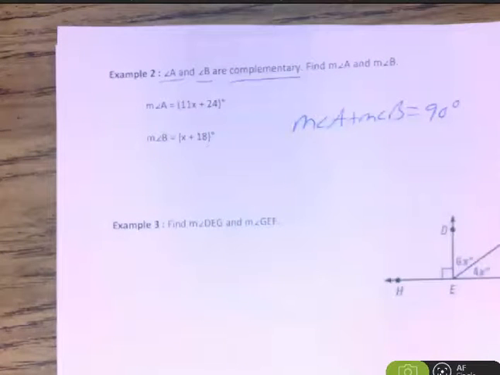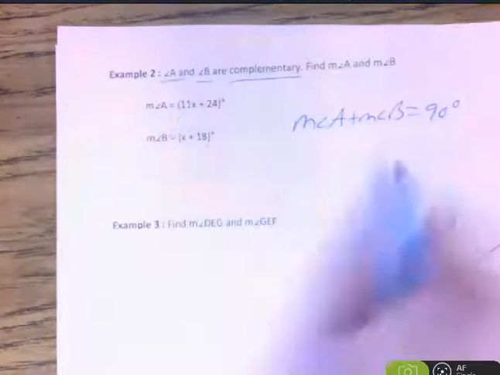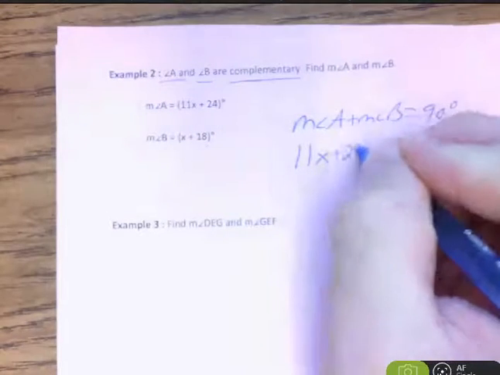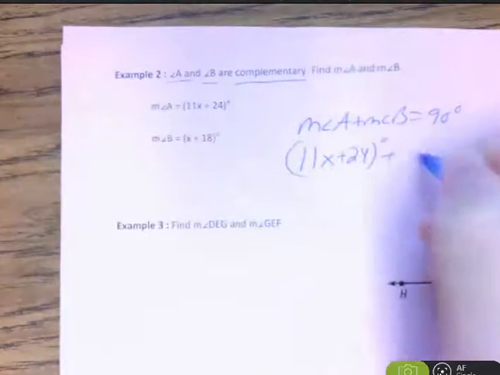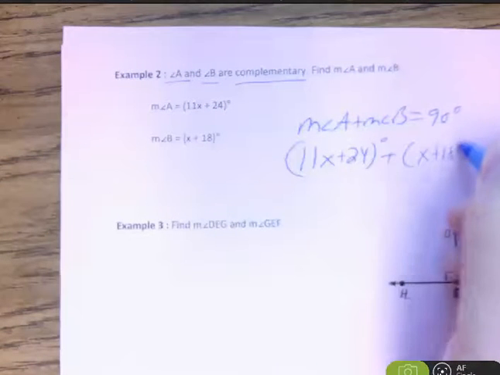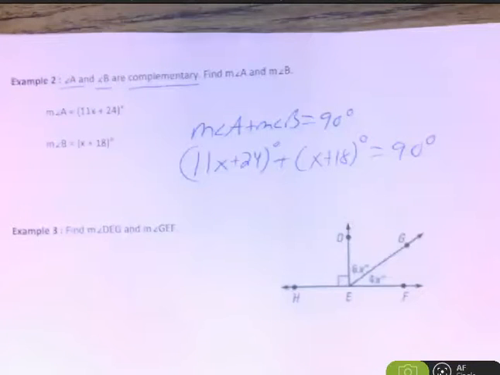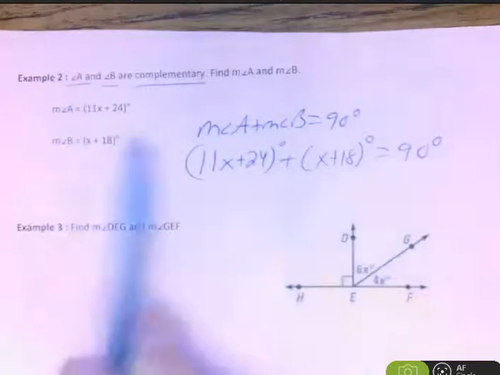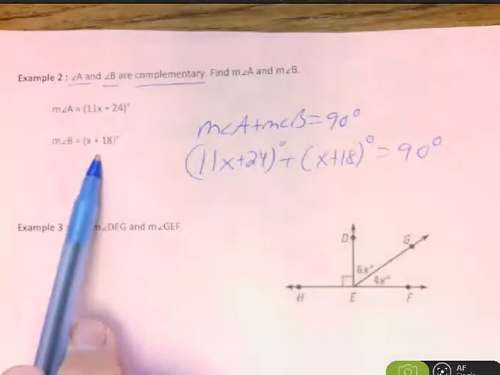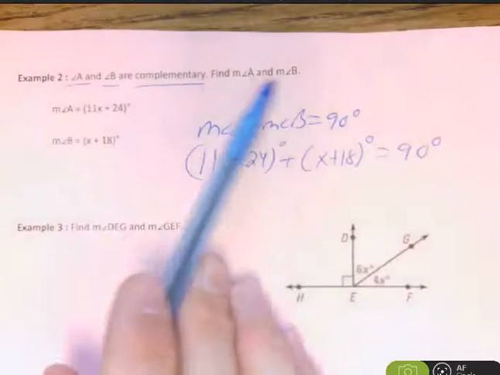That's what complementary means. So if A is 11x + 24 and B is x + 18, that's got to equal 90. If you're thinking of setting these two equal to each other, well, at no point did they tell us that A and B are congruent.